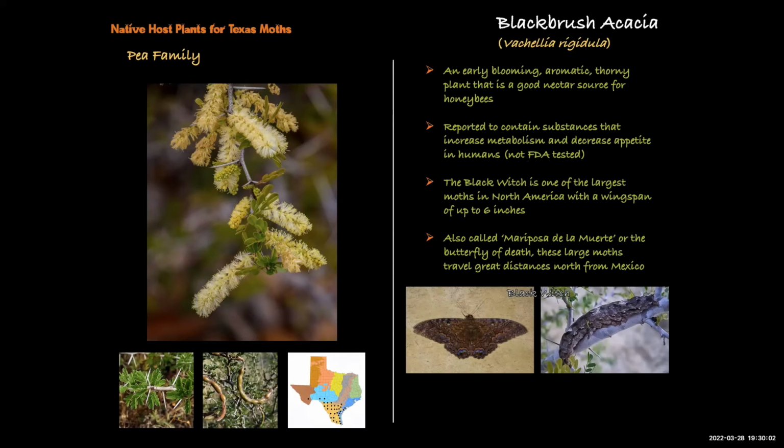It is the host plant for the black witch moth, and the black witch moth is one of the largest moths in North America, and it has a wingspan of up to 6 inches. If you see it flying around, you're probably going to think that initially that it's a bat. The black witch moth has a lot of myth associated with it. It's also called the Mariposa de la Muerte, or the butterfly of death, even though it's a moth. And many times we see these in Central Texas because they get pushed up north from Mexico during the summer when there's thunderstorms, and they can travel as far north as Canada.